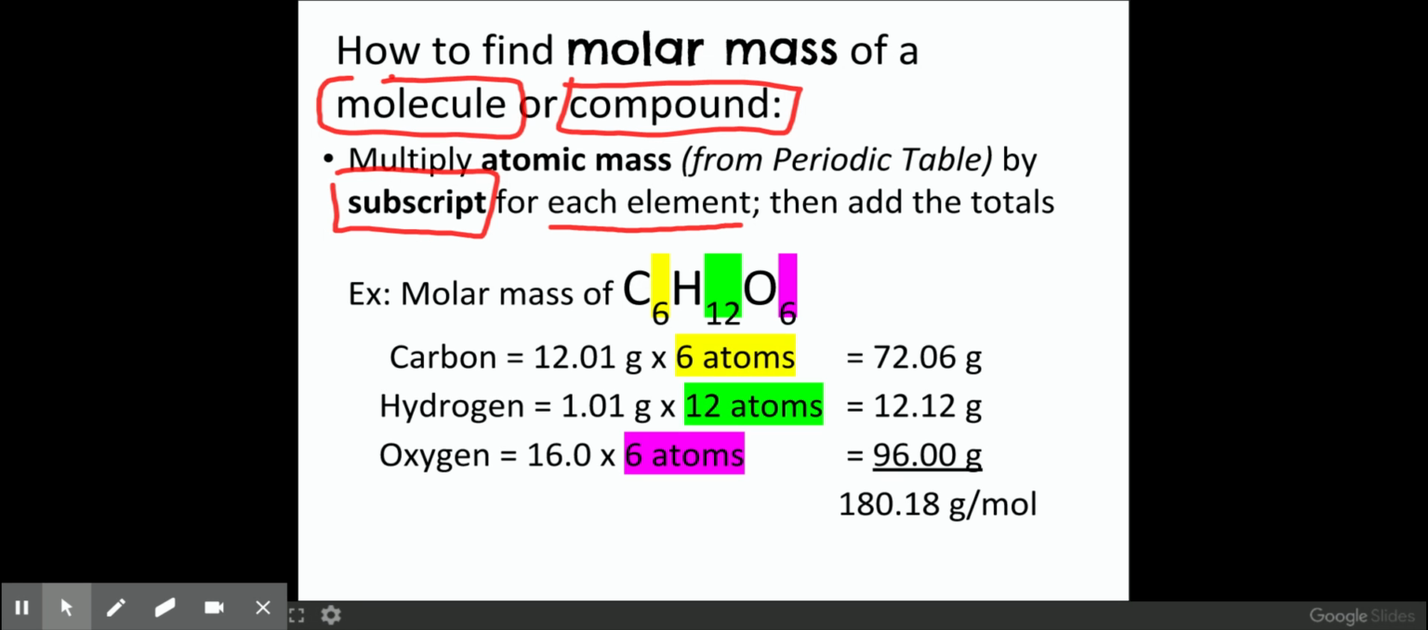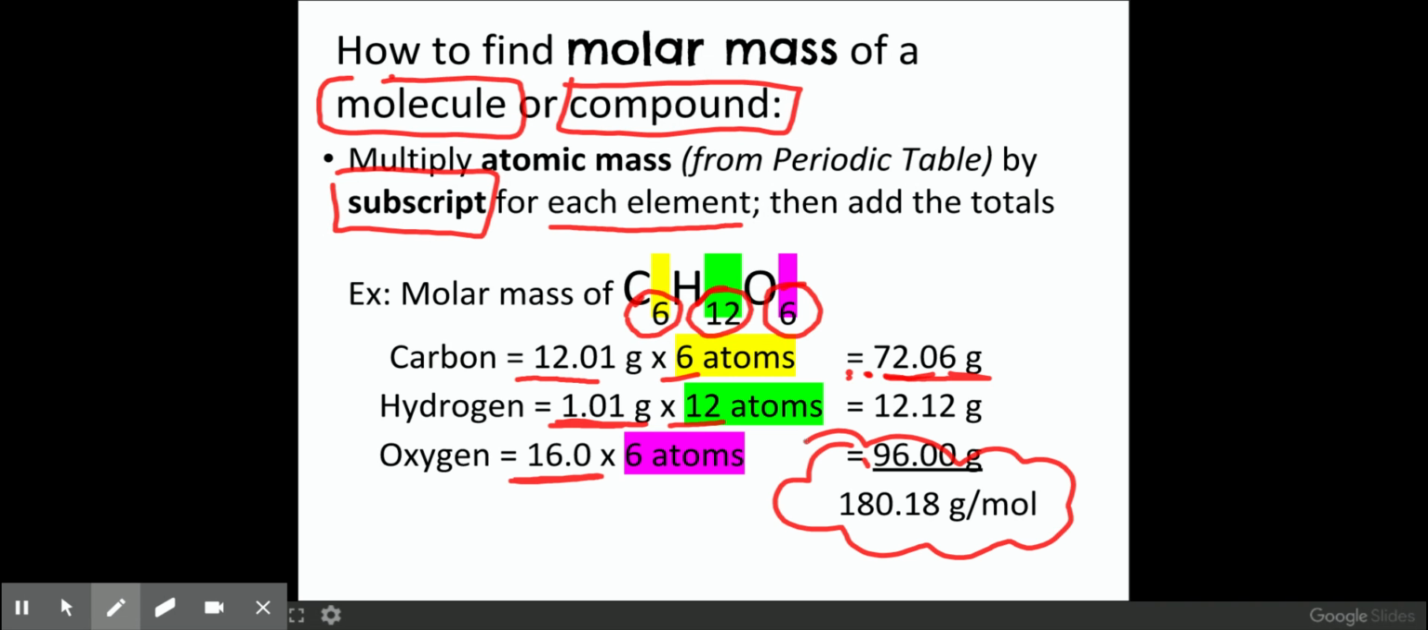So here's an example showing what we would do. We would have to look at our periodic table to find that the mass of carbon is 12.01, but my subscript tells me that there are 6 of those atoms. So we're multiplying, and we would get this for carbon. You would do the next calculation for hydrogen. Check the periodic table for the mass, look at your subscript for how many atoms, and multiply those. For oxygen, check the periodic table for the mass, look at your subscript for how many, multiply them, and then you add all of those answers up to give you your final total, which is represented with the unit grams per mole. That's g/mol right there.